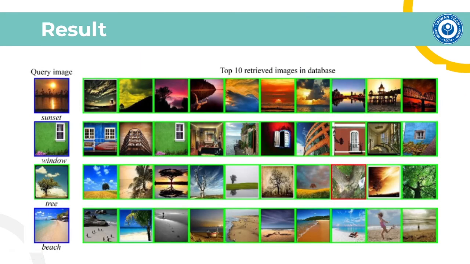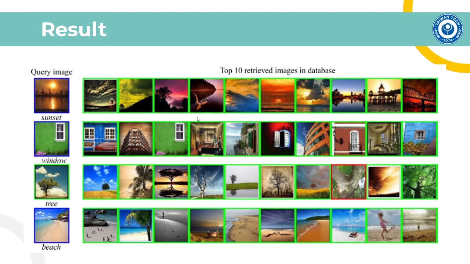And this is the visualization of the inference in the proposed method. As you can see, if we query this kind of image, which is a sunset, window, tree, and beach image, the model will return a list of images retrieved from the database, and they rank them, and they get the top 10 retrieved images based on that ranking.